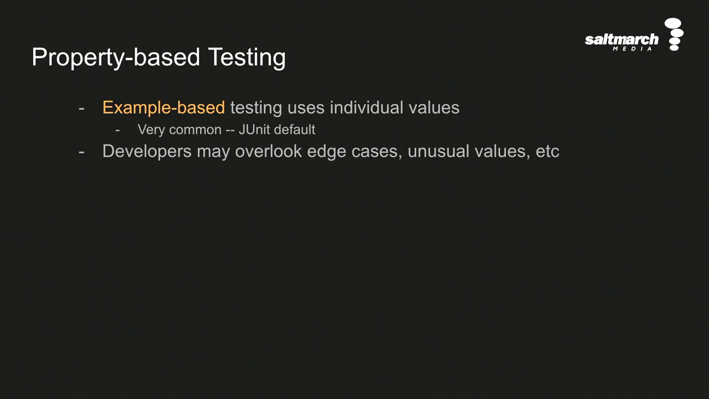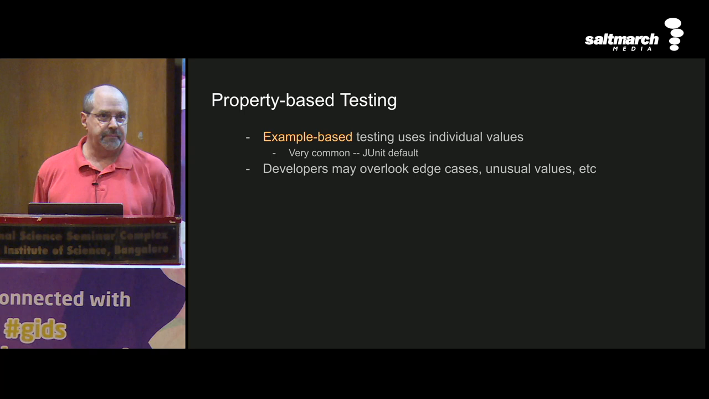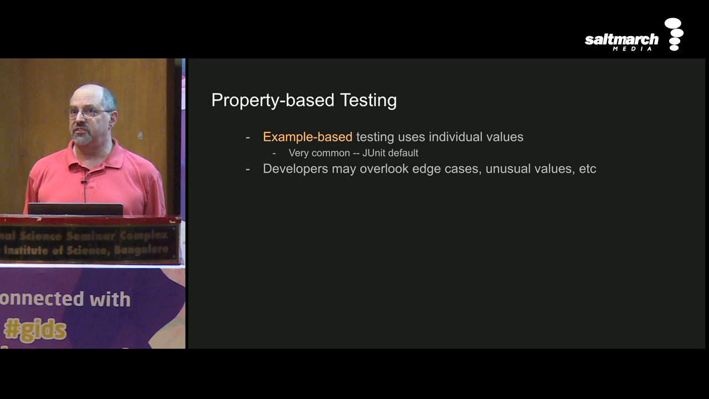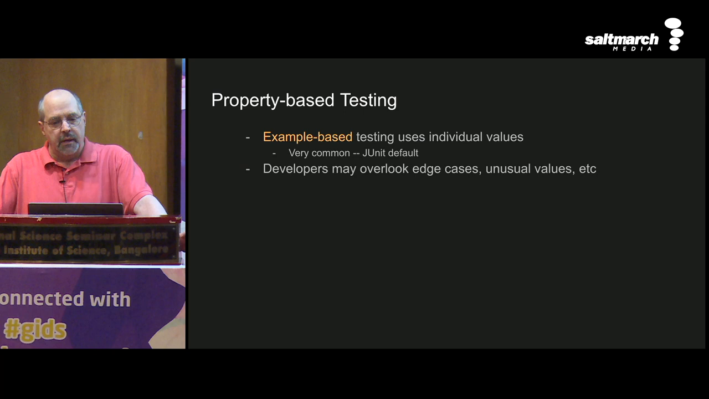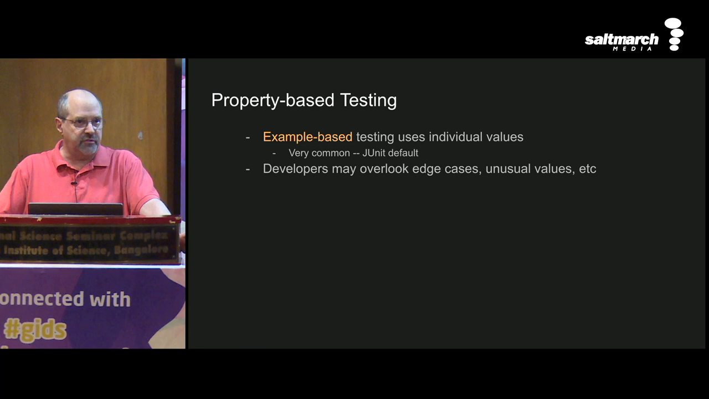Okay, so if you've ever used a tool like JUnit, and basically everybody in the Java world sooner or later uses JUnit, you're quite familiar with example-based testing. This is where you specify the inputs and what the output should be, and then you check to see if that passed or not. The problem with that is that it's difficult to make sure you've covered all the possibilities. Edge cases, unusual values, repeated values, all sorts of weird stuff that just doesn't occur to you, because then it starts becoming tedious. And once testing becomes tedious, people don't want to do it anymore.